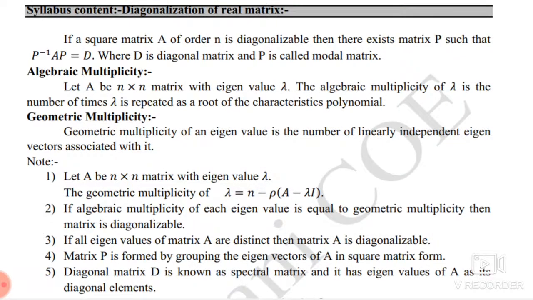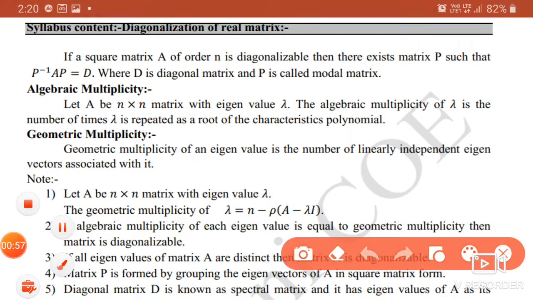So the first topic is diagonalization of a matrix. For diagonalization of a matrix, we need a modal matrix as well as a square matrix. The definition is: if a square matrix A of order n is diagonalizable, then there exists a matrix P such that P inverse AP is equal to D, where D is a diagonal matrix and P is called the modal matrix.